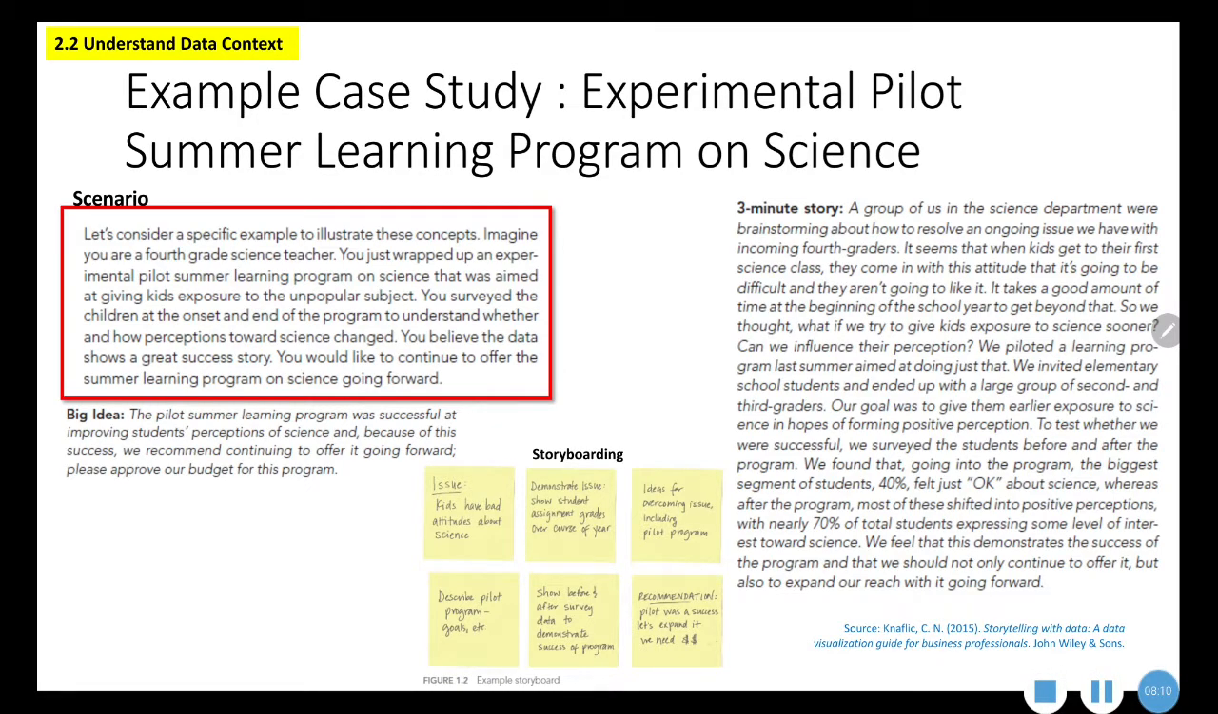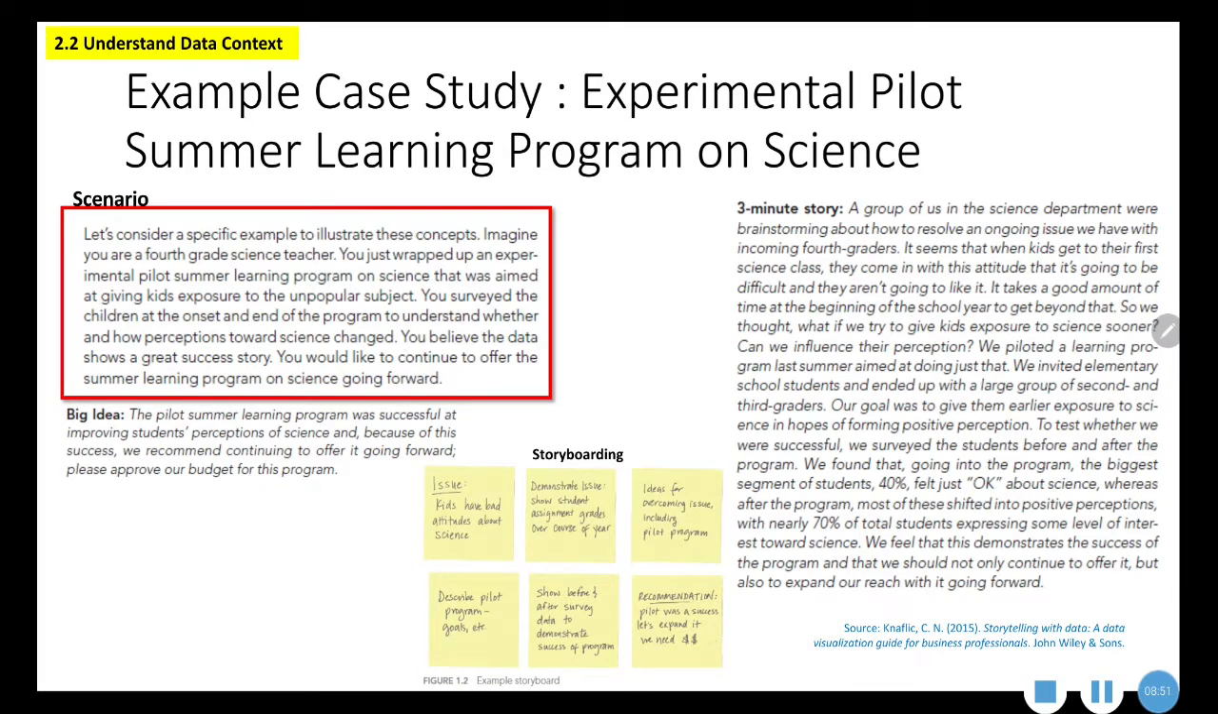The case study is about a scenario in a school, of a 4th grade science teacher. They conducted an experimental pilot summer learning program during school holidays on science subjects, with the intention to give kids exposure to unpopular subjects such as science. From the first summer camp program, they saw that it was a great success story and they want to continue the program.